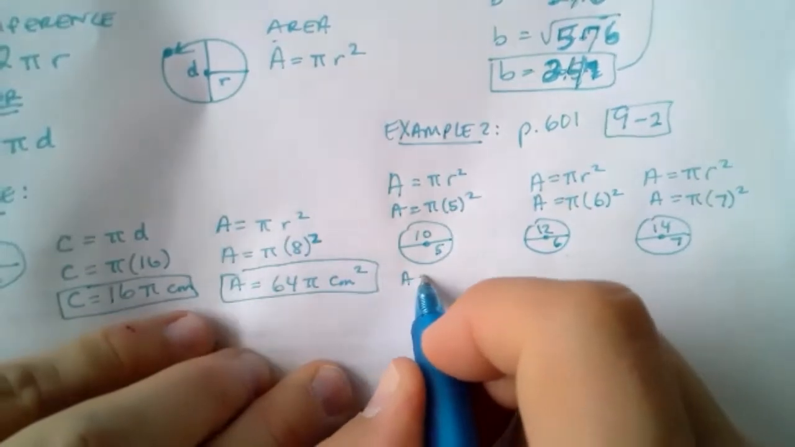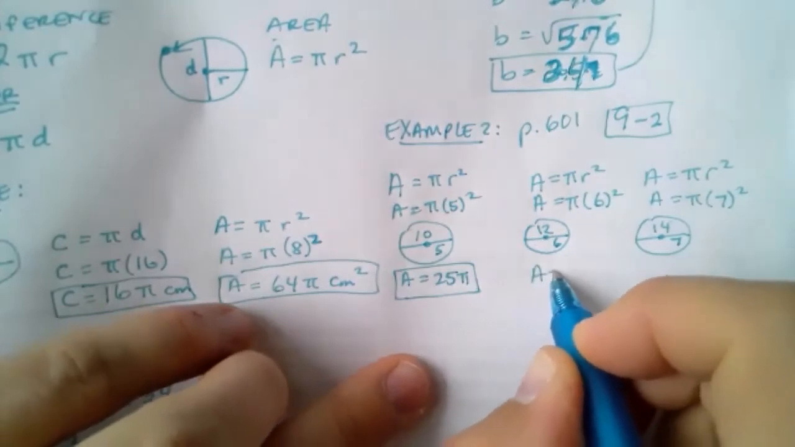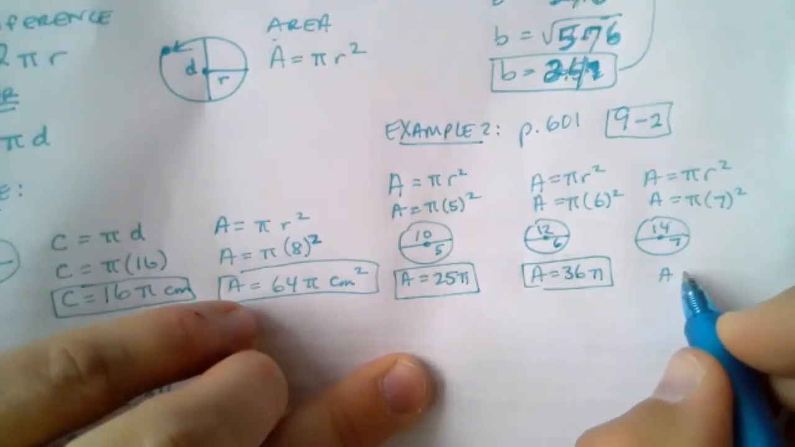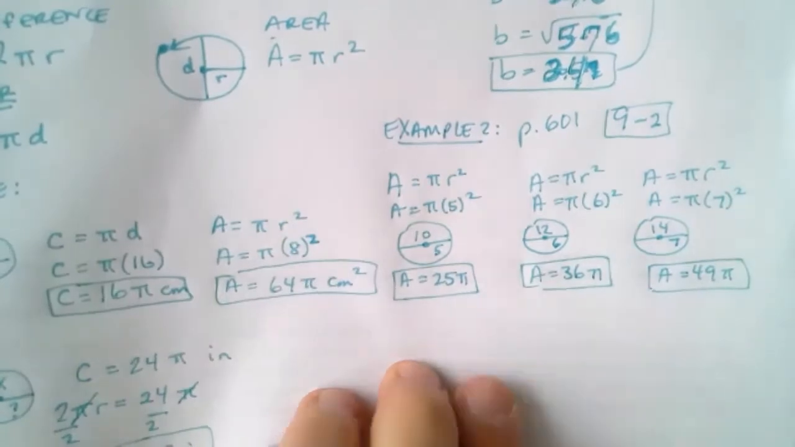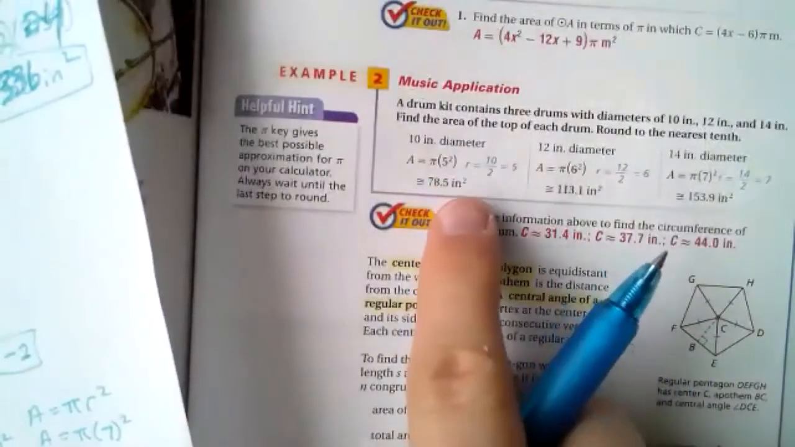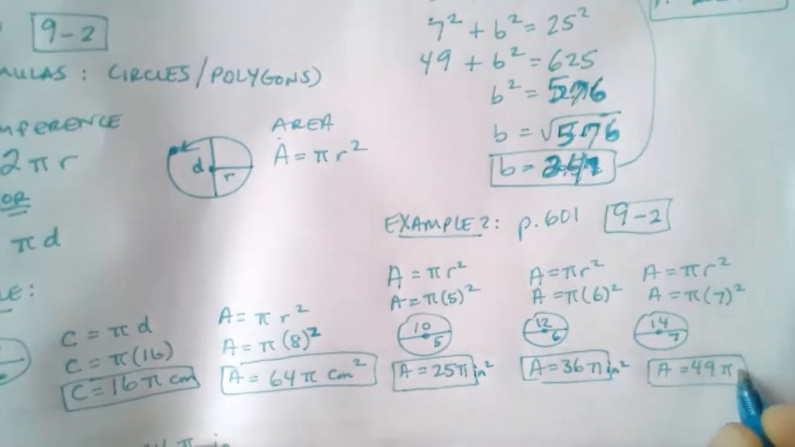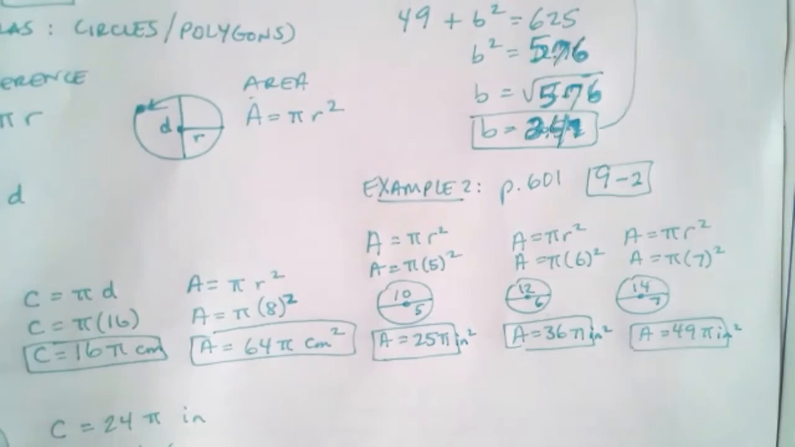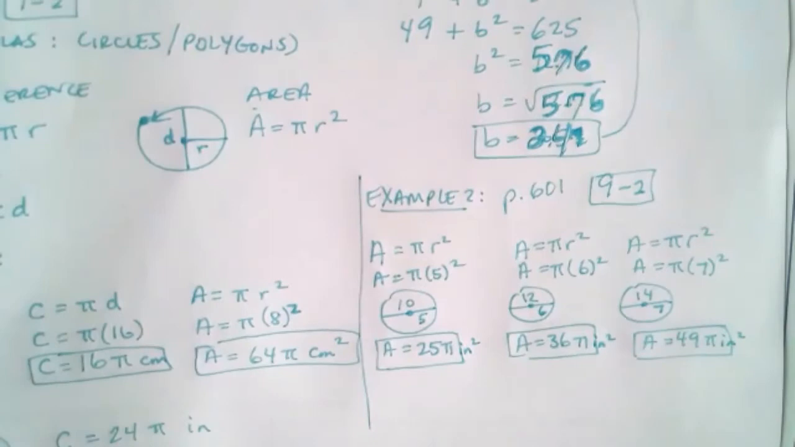So we get area equals 25 pi for this first circle. Area equals 36 pi for the next circle. And area equals 49 pi for the last circle. Now, these are all in terms of inches, so I'm going to put inches squared there, inches squared there, inches squared there, and leave it just like that. I'm not going to actually answer the problem because I don't want to clutter up my notes.